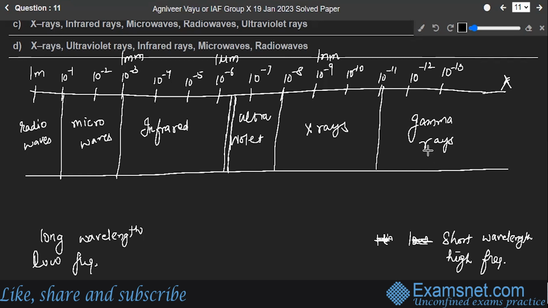Now, in order of decreasing wavelength or increasing frequency, they are radio waves, then microwave radiations, then infrared, then visible light. Let's write over here, the visible light is 0.4 to 0.7 micrometers. Then you have the ultraviolet, then the X-rays, and then finally you have the gamma rays, which matches exactly.